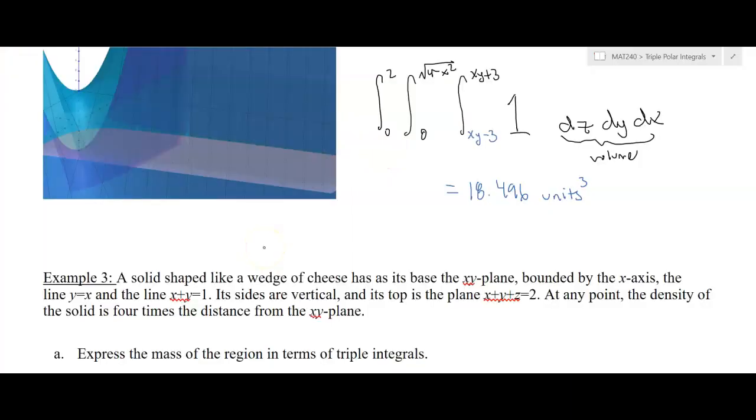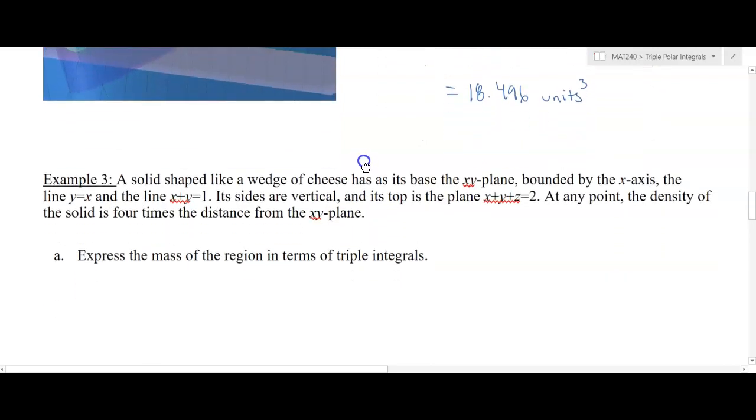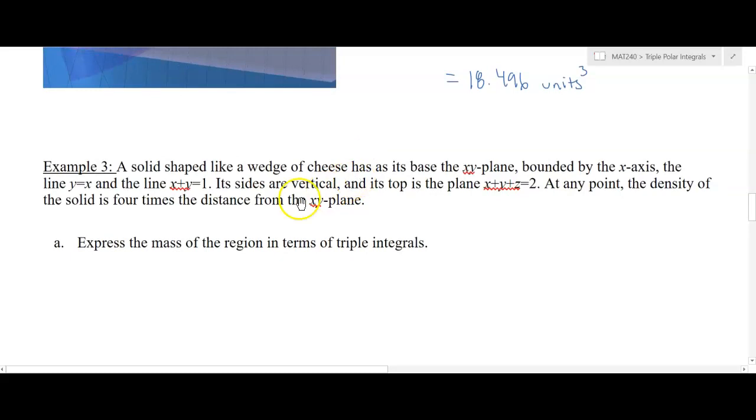Another nice example of where this works out well is whenever you're looking at the mass of a three-dimensional object. Suppose that in this case you have a solid shape like a wedge of cheese that has its base, the xy plane, bounded by the x-axis, the line y equals x, and the line x plus y equals 1. Its sides are vertical, and its top is the plane x plus y plus z equals 2. At any point, the density of the solid is 4 times the distance from the xy plane.